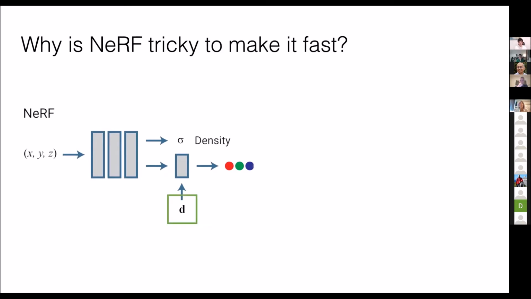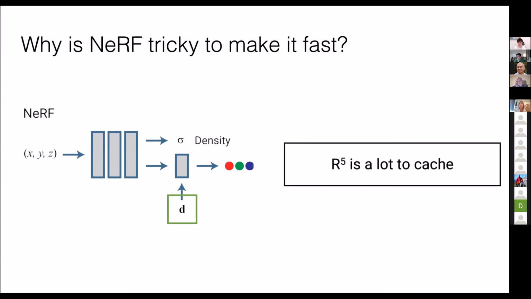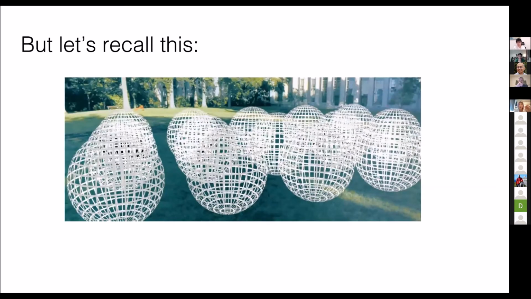Now, that idea of caching is rather tricky to apply because of the view dependence, right? If it's just the density, you can cache your sparse voxels, but R5 is a lot to cache. It quickly goes up. So the view dependence is what makes it very difficult to just cache. But this is where I want to think about the plenoptic function.